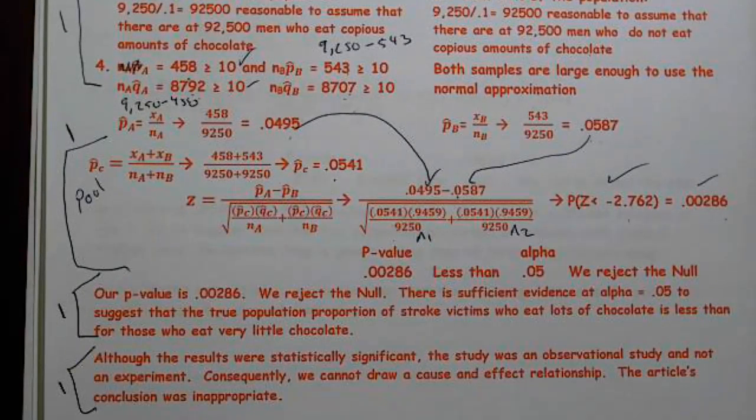I had several students say treatments were not assigned, so we cannot show causation. They said that, and that was great. All right, they can only show a correlation, and there is a correlation. It's highly related. It's statistically significant. We have a lot of evidence to say that there's a relationship, but we cannot say it was causation because it was not an experiment.